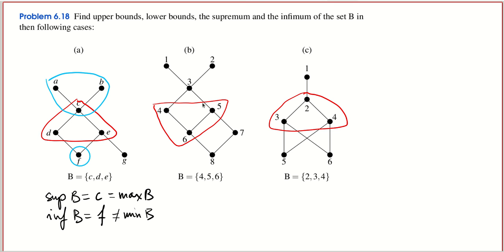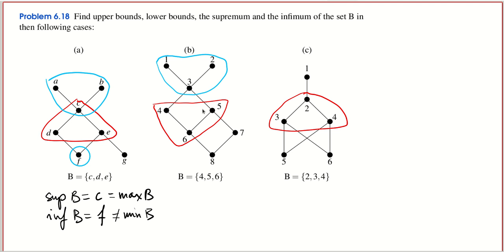Now with respect to the second, the upper bounds of the set are these three elements here, okay, right, because all the three are larger than or equal to any other of the three elements in the set. But for instance, 4 and 5 are not upper bounds because 4 is not larger than 5 and neither is the other way around. Okay.